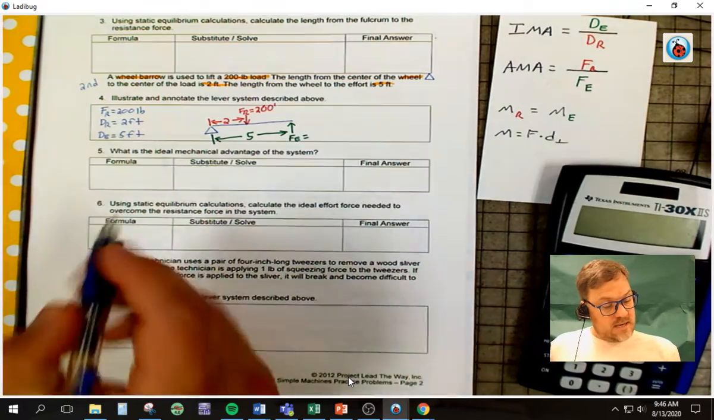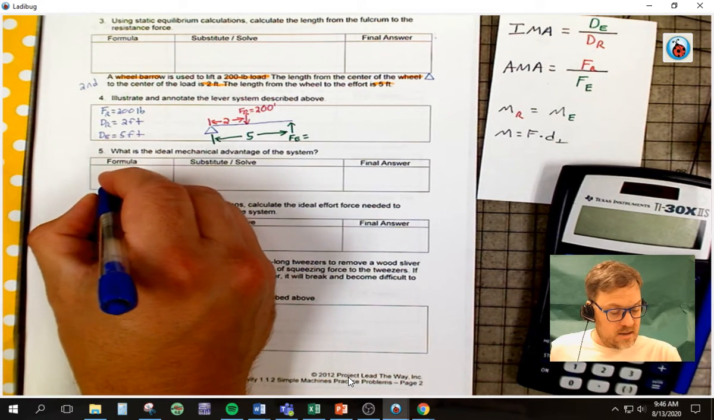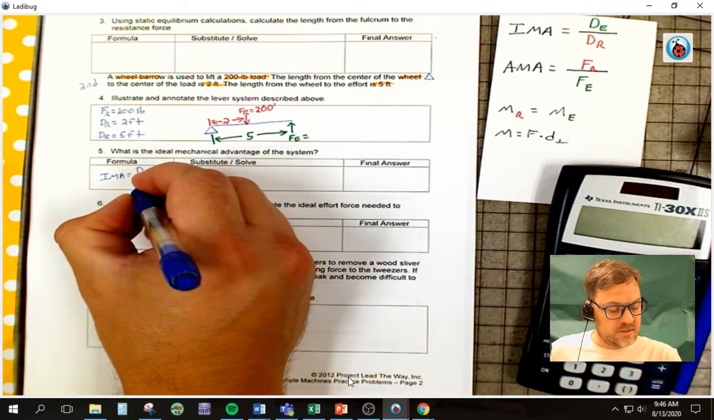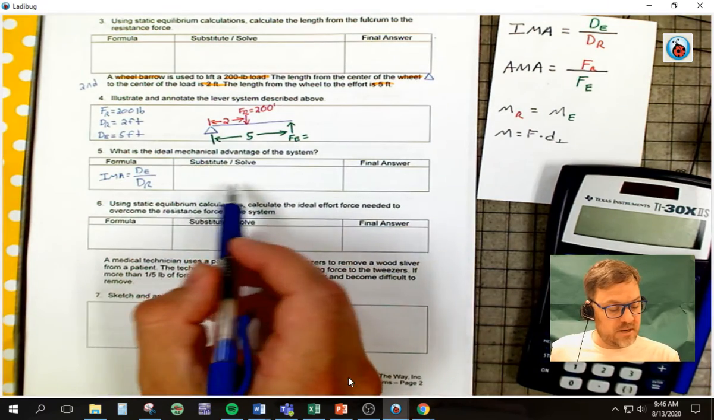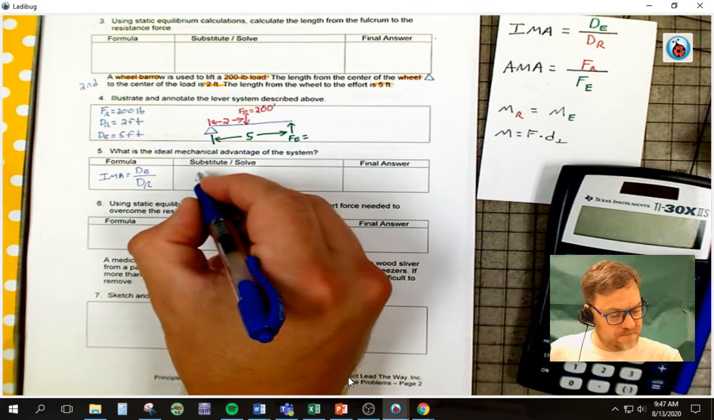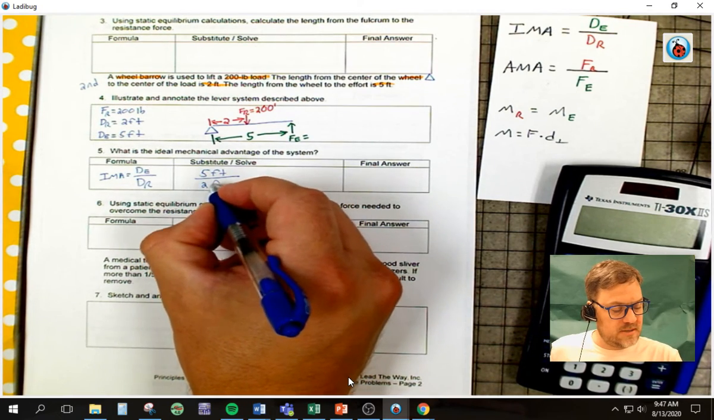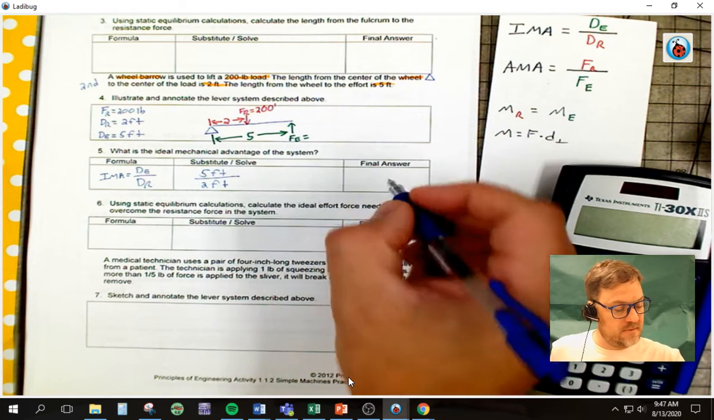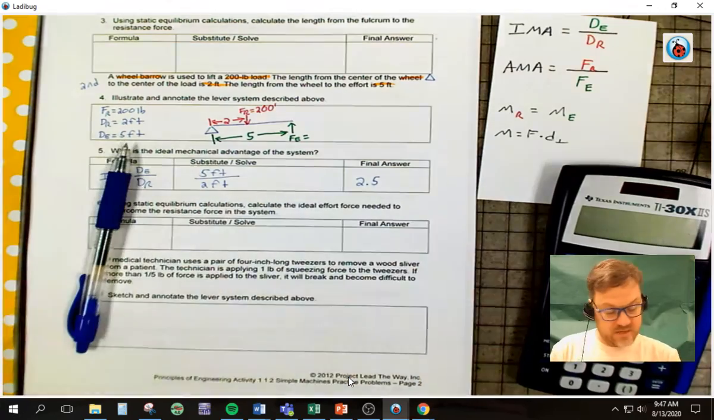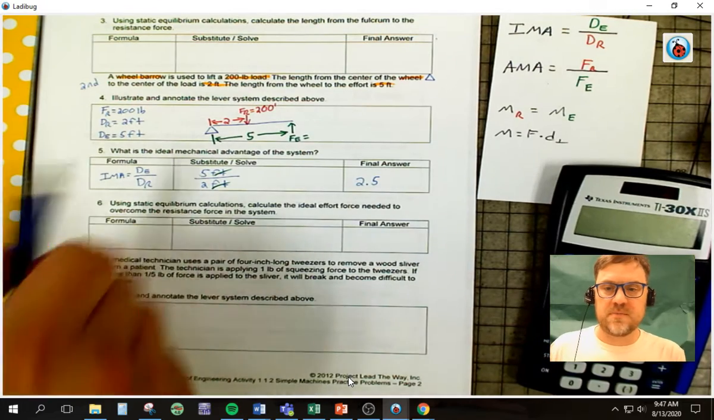So now it says, what is the ideal mechanical advantage? Well, IMA is distance effort over distance resistance, and then I can just plug and chug here in my substitute and solve box. So distance effort, 5 feet, divided by distance resistance, 2 feet. Well, 5 divided by 2 is 2.5, and those units, of course, cancel. And so we have no unit of measure for mechanical advantage.